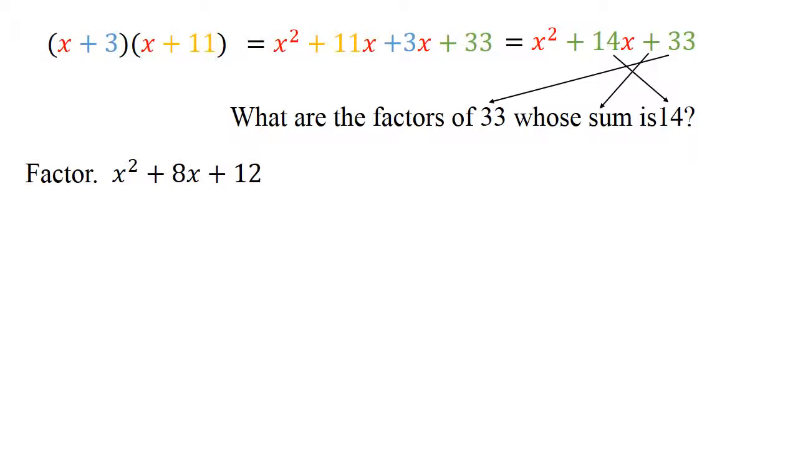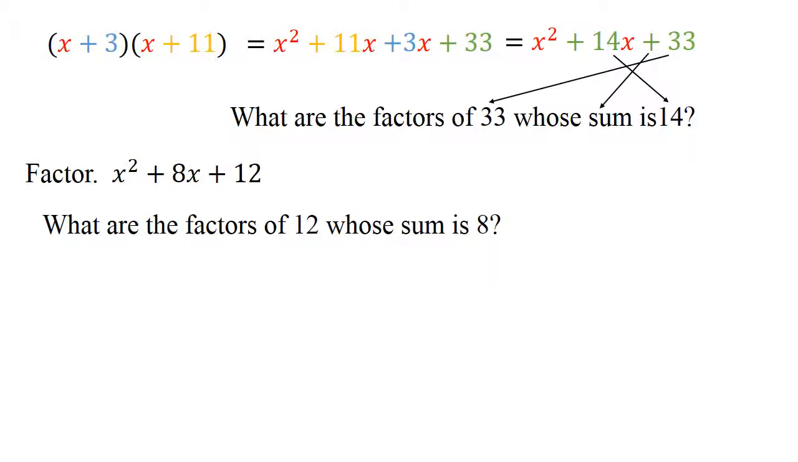X squared plus 8x plus 12. And what I'm going to ask myself is, what are the factors of 12 that add and give me 8? So I'll think about, what are all the factors of 12? 1 and 12, 2 and 6, 3 and 4. And I think about, what do I get if I add those pairs together? 1 and 12, I get 13. Well, that's not 8, so that doesn't work. If I take the 3 and the 4, that's 7. That doesn't work. If I add the 2 and the 6, I get 8.